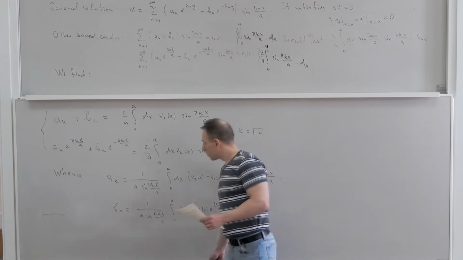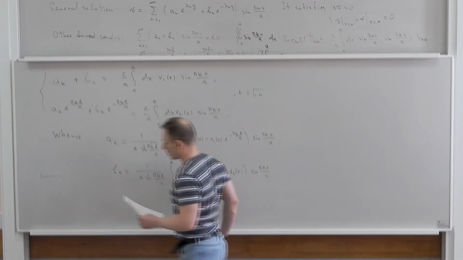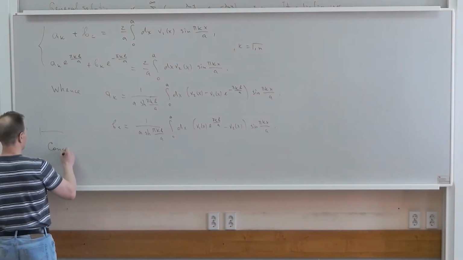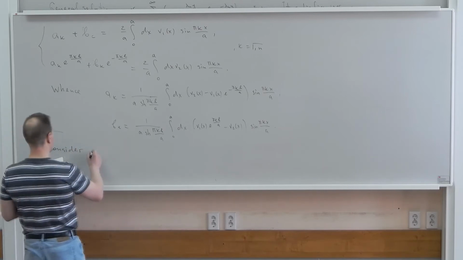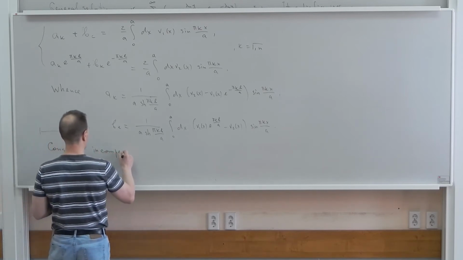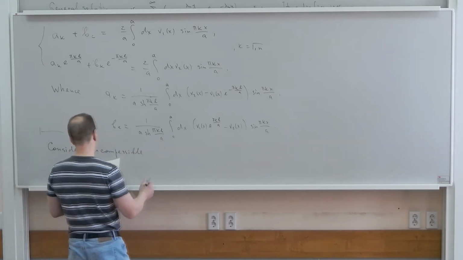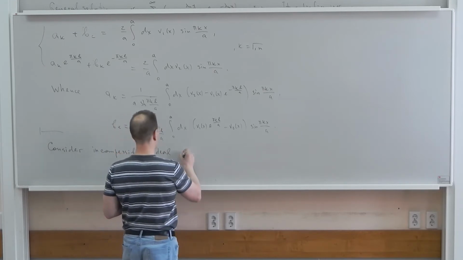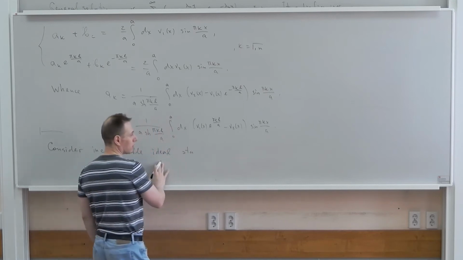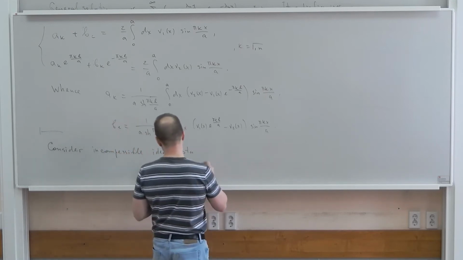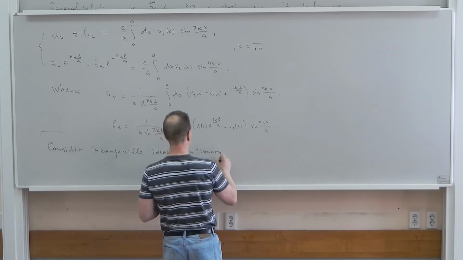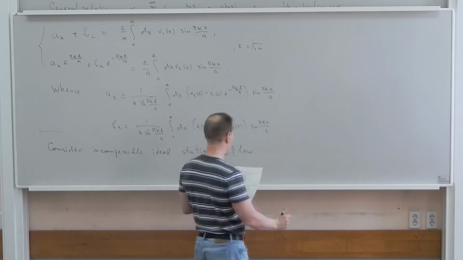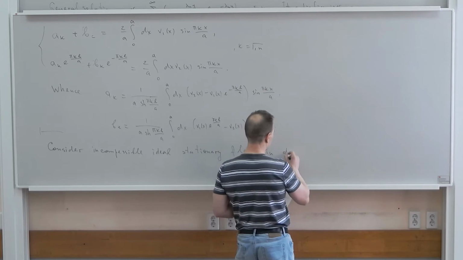So we start with the following derivation. Namely, we consider incompressible, that is without viscosity, stationary flow in two-dimensional space. That's on the plane.